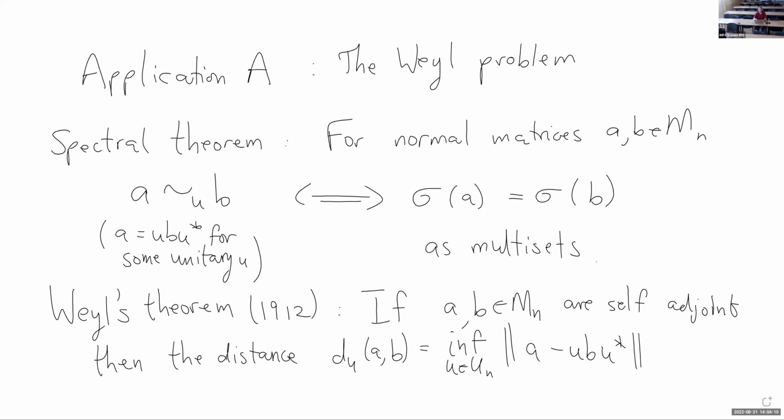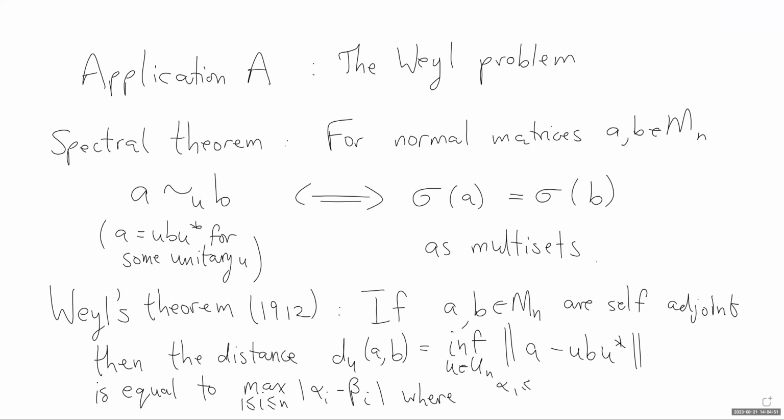Okay, so this unitary distance is measuring the distance between the unitary orbits of A and B, and this is equal to the distance between the eigenvalues suitably interpreted. So the distance is equal to the maximum over i between 1 and n of the absolute value of alpha_i minus beta_i, where, in increasing order, the alpha_i are the eigenvalues of A, and the beta_i are the corresponding ones for B. Okay, so this is what I mean by the distance between the eigenvalues suitably interpreted.